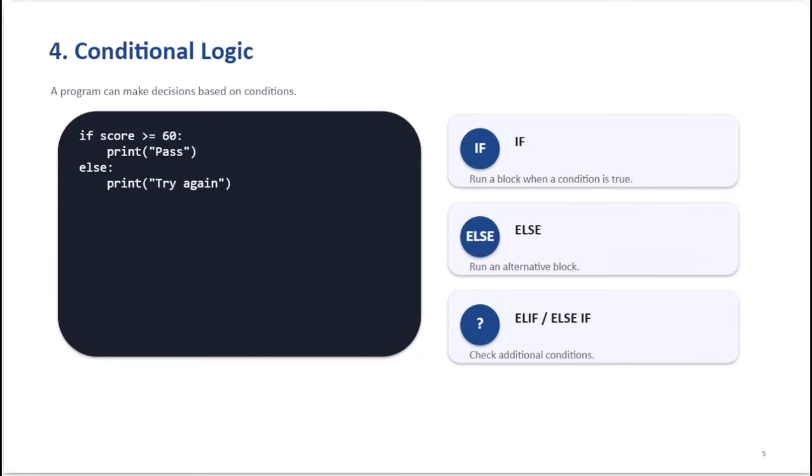Conditional logic allows a program to make decisions. The most common structure is an if statement. The program checks a condition and executes a specific block of code when that condition is true. An else block can provide an alternative when the condition is false. We can also use else if to check additional conditions. For example, a video game could check whether a player's health is 0. If it is, the game can trigger a game over state. Otherwise, the player can continue playing.